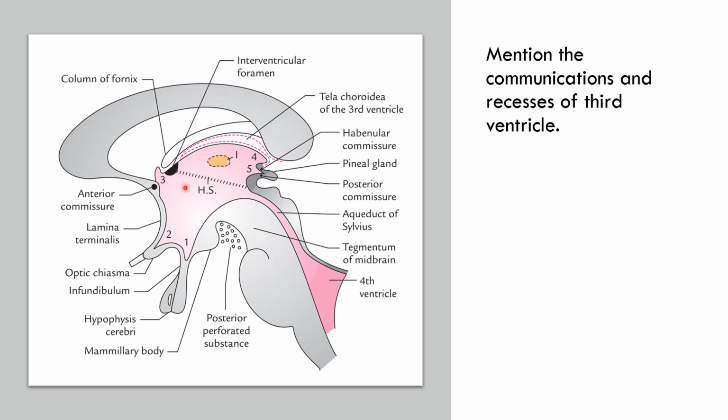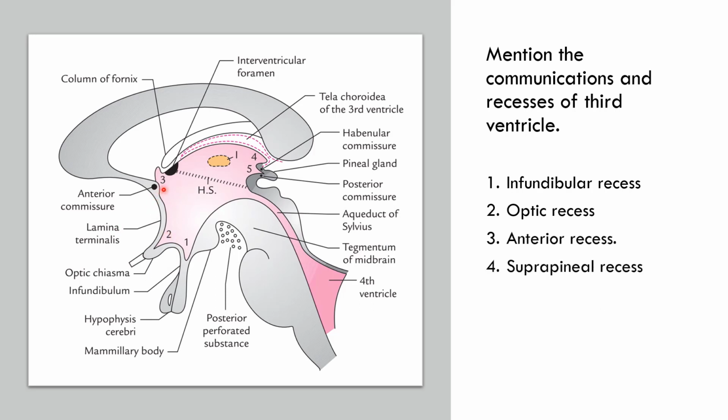There are some pocket-like extensions. They are numbered here 1, 2, 3, 4, and 5. They are known as recesses of the third ventricle. To mention them: infundibular recess, optic recess, anterior recess, suprapineal recess, and pineal recess.